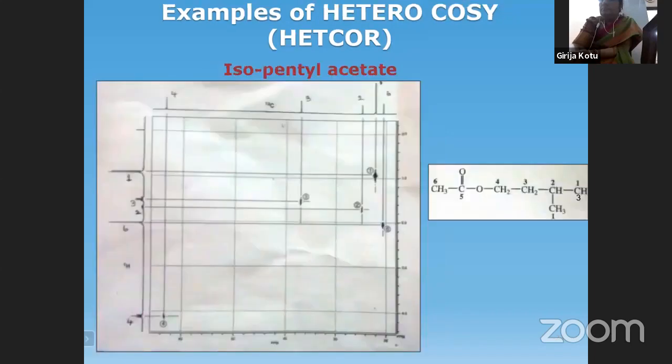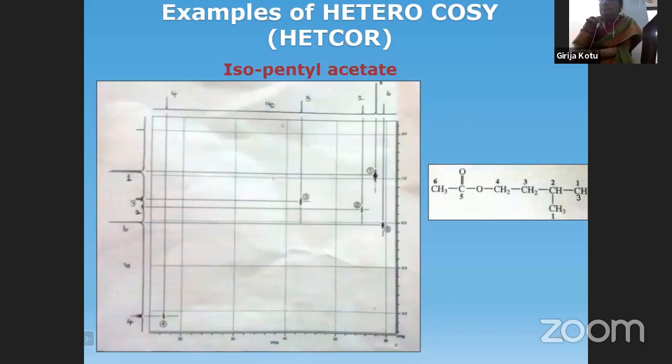So again, another, slightly more complicated example, isopentyl acetate. This is the HETCOR spectrum of isopentyl acetate. The structure is given on the right side. Isopentyl acetate: acetate is CH3COO, an ester of acetic acid. What kind of an acetate is it? Isopentyl. So you have the isopentyl group here attached to this. So this is the isopentyl acetate HETCOR spectrum.